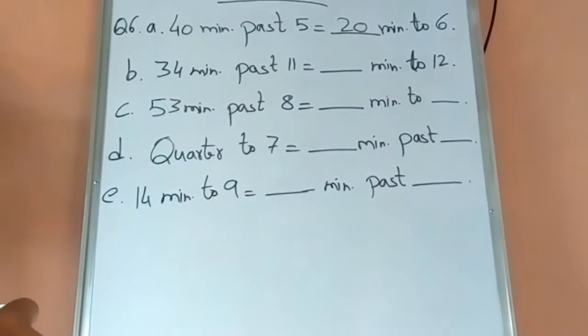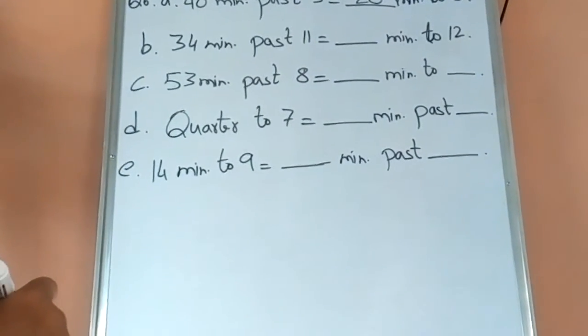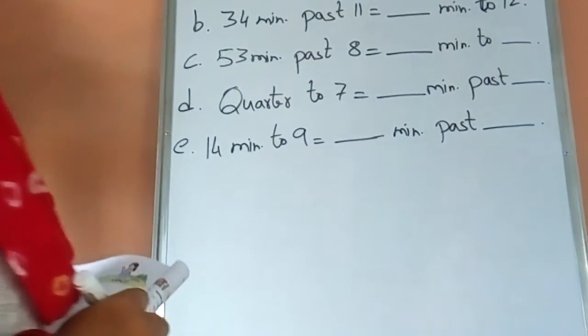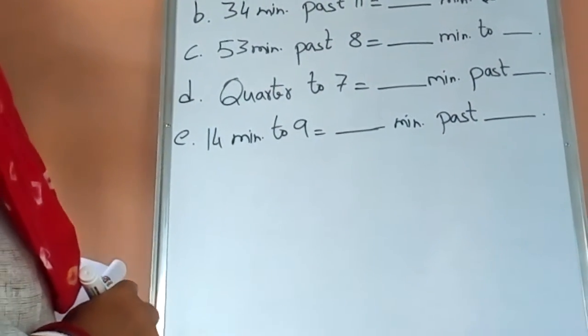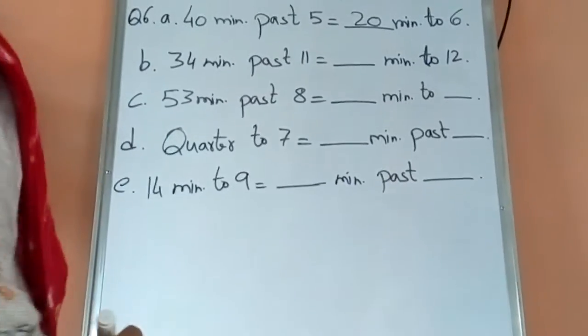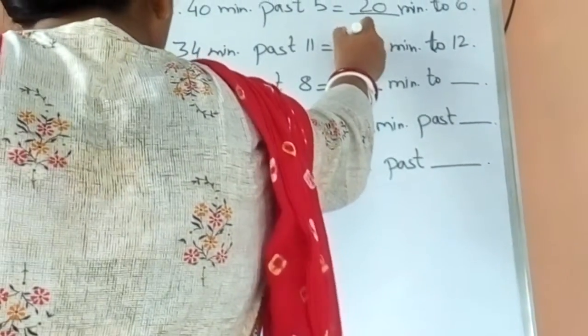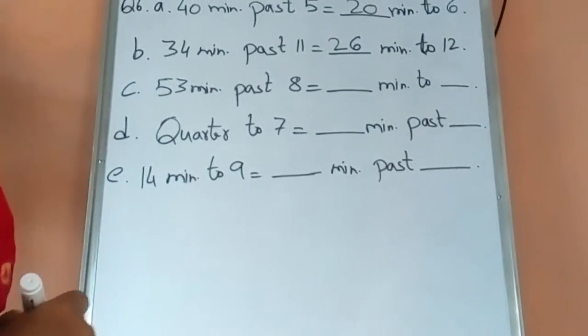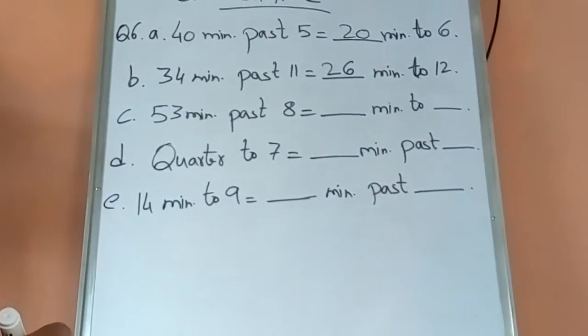Similarly, number B, 34 minutes past 11. So 34 minutes have passed after 11 o'clock. So dash minutes to 12. Again subtract, 60 minus 34. It will give you 26. 26 minutes to 12 o'clock.